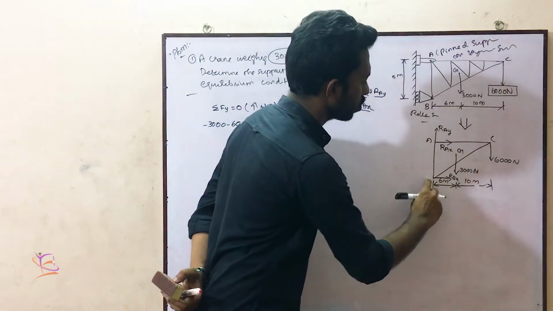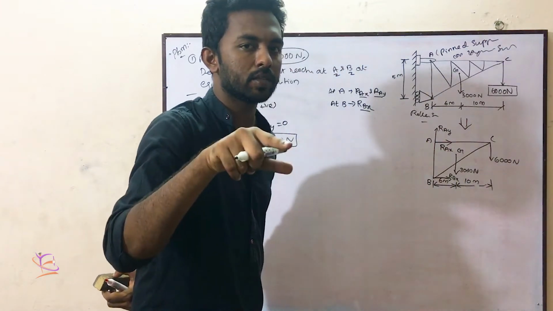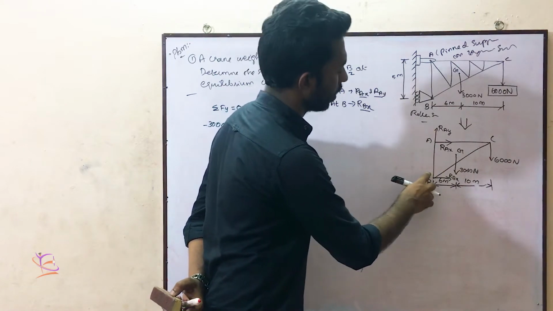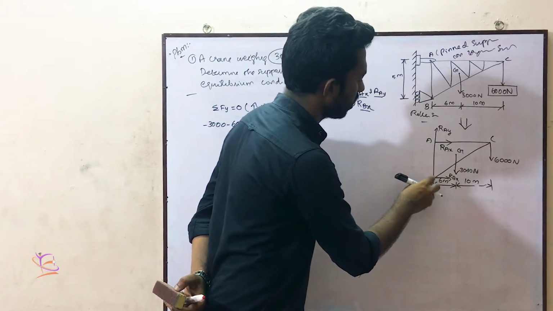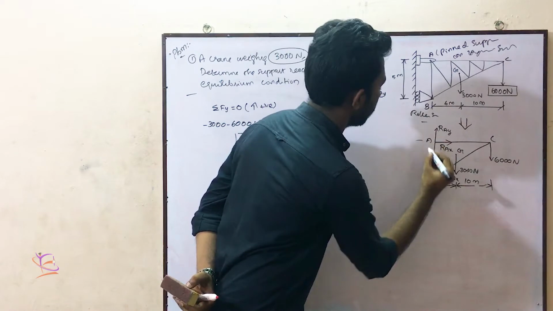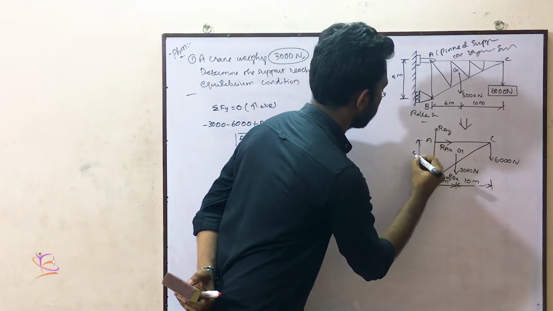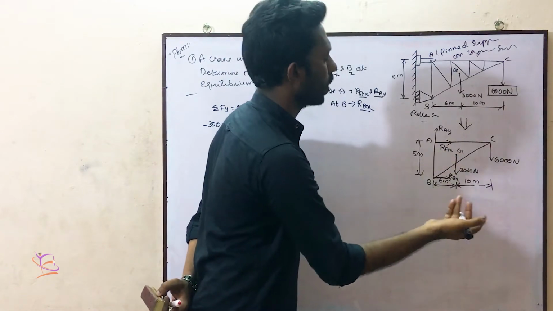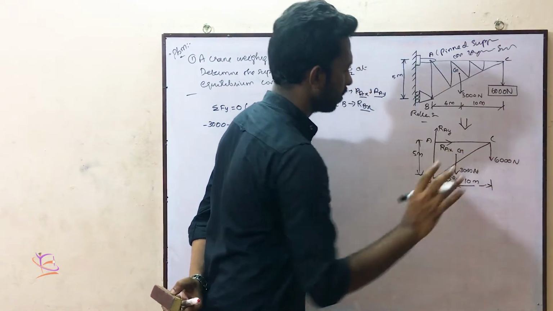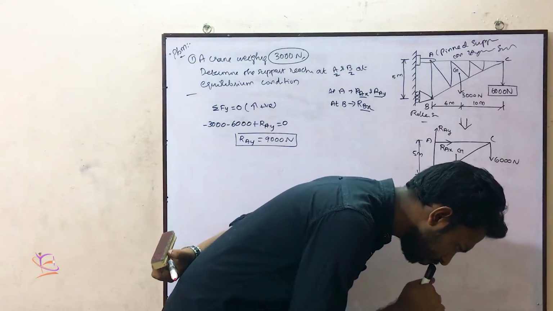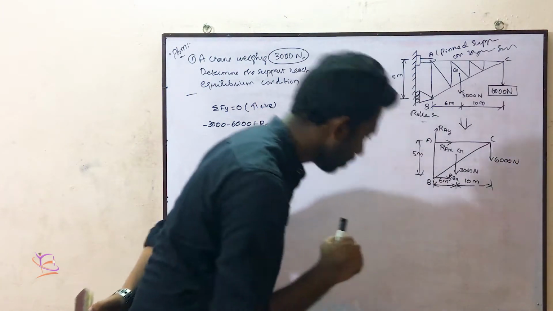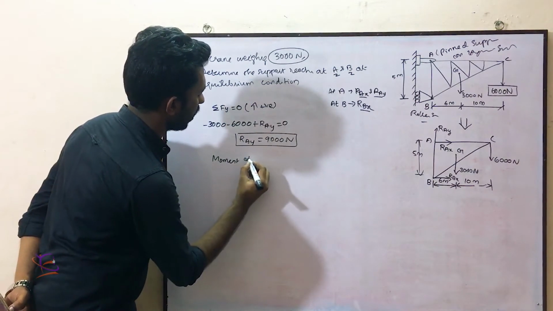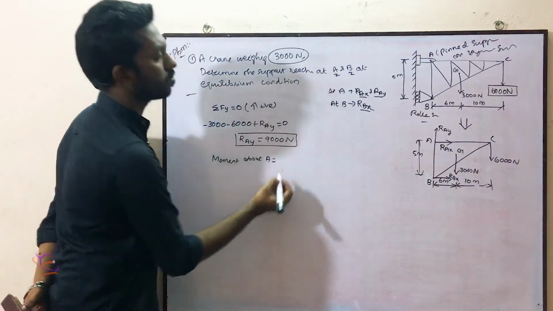So Ax will be there. This is passing through, so in the moment calculation the distance will be 0. You can leave all those things. So you can calculate the moment about the point A or the moment about the point B. Anything you can take. I am taking moment about the point A.